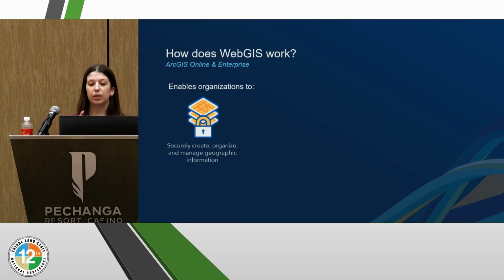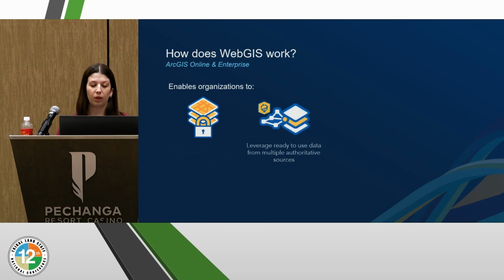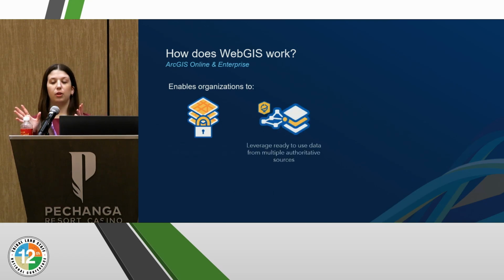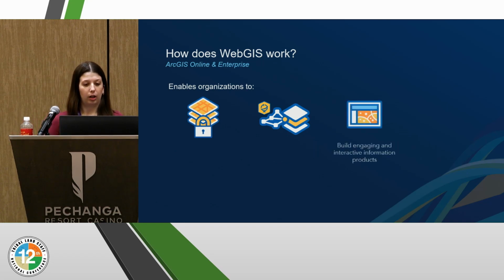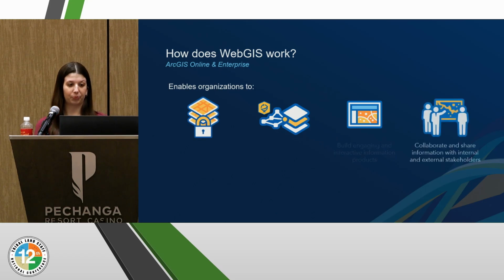And if you do Enterprise, you have access to that infrastructure, so you're able to connect it to several different database systems that you may have, to allow back and forth communication with that. With ArcGIS Online, depending on how you configure this environment, you're able to leverage ready-to-use data from multiple authoritative resources, such as Living Atlas. And you're also able to use that authoritative content and your own content to build engaging and interactive information products, such as dashboards, hubs, Experience Builder sites, and more.